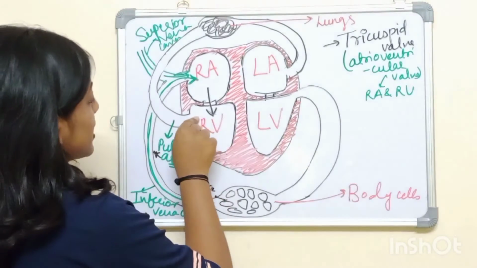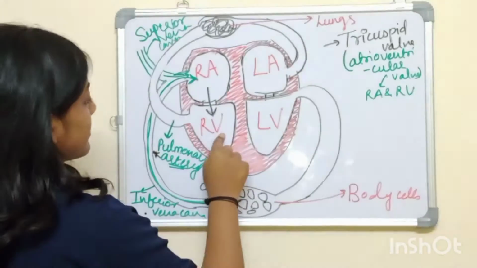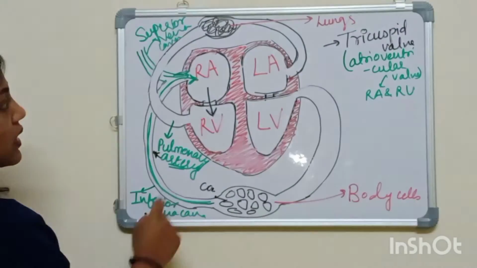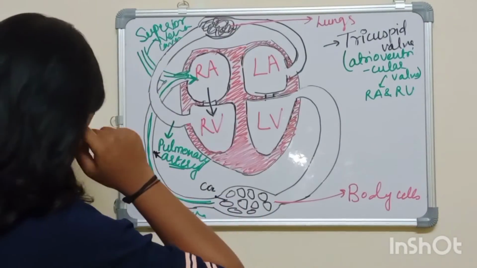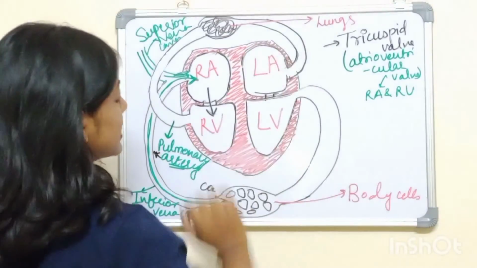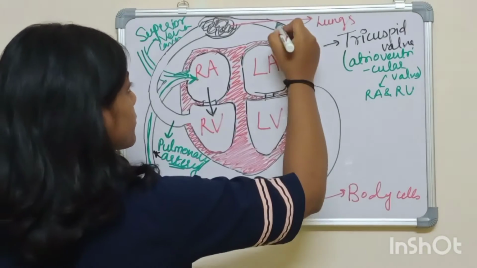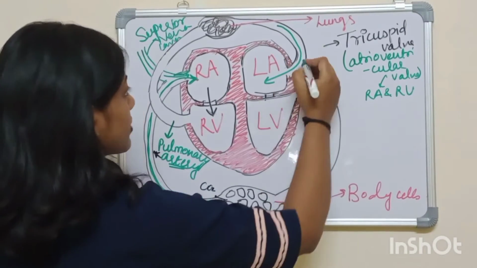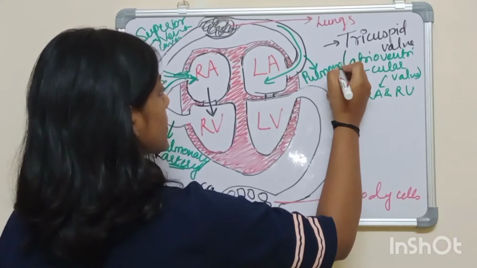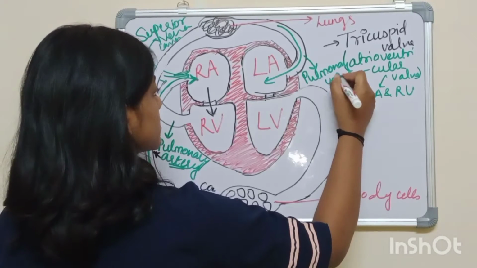Now the deoxygenated blood goes into right auricle, then right ventricle. Now this goes into the lungs by pulmonary artery. Now in the lungs the blood gets oxygenated, right? Now the blood has become oxygenated. It reaches into the left atrium. This is pulmonary vein.